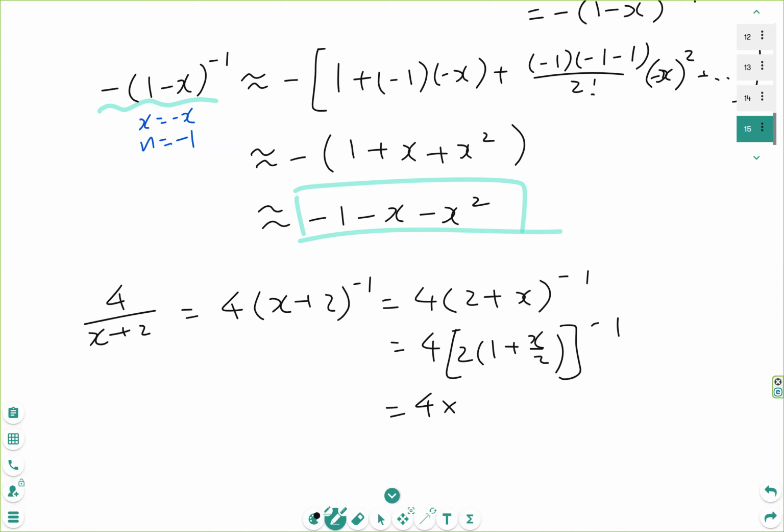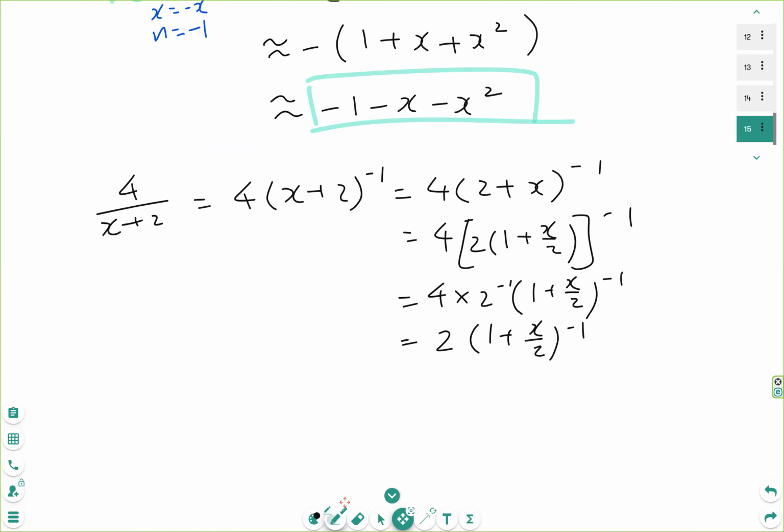So 4 times 2 to the power of minus 1 times 1 plus x over 2 to the power of minus 1. 4 times 2 to the power of minus 1, simplify, is a half. Is it? I think it's 2 actually. Sorry, it's 2, not half. Don't trust your mental maths. 2 times 1 plus x over 2 to the power of minus 1.